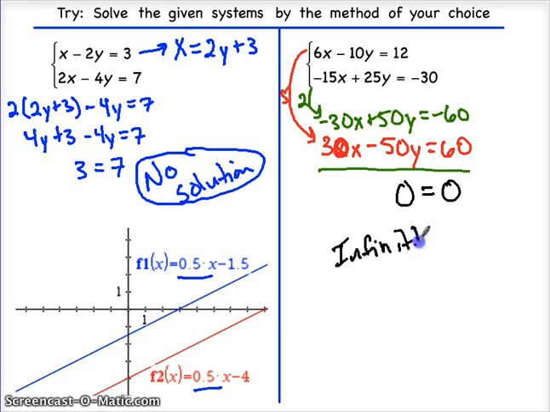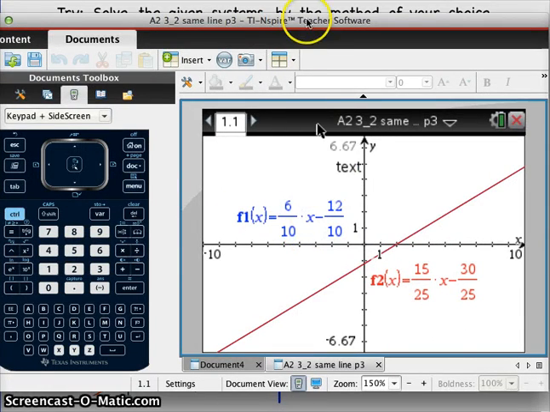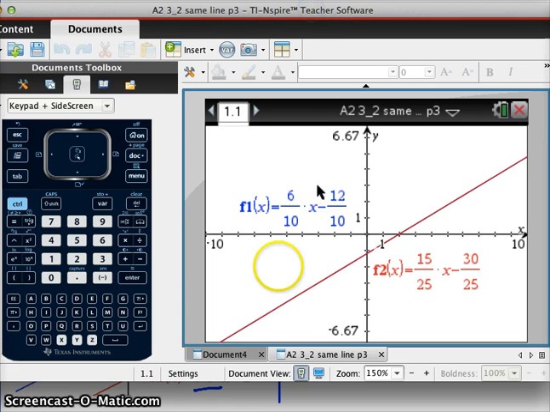I always have trouble spelling, of course. Infinitely, there we go, many solutions. And remember, that happens because technically, if we take a good look at our two equations, they're really the same equations to begin with. And if you go on to a graph, pop up our graph here real quick, you'll notice that I graphed both of my equations, both f1 and f2, using my original numbers, just moving things all over to the one side.